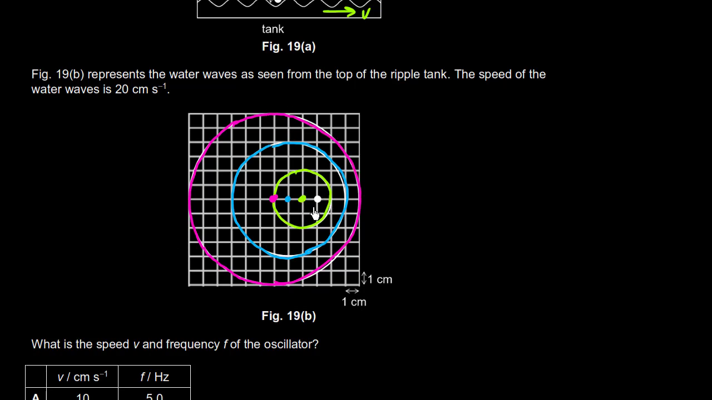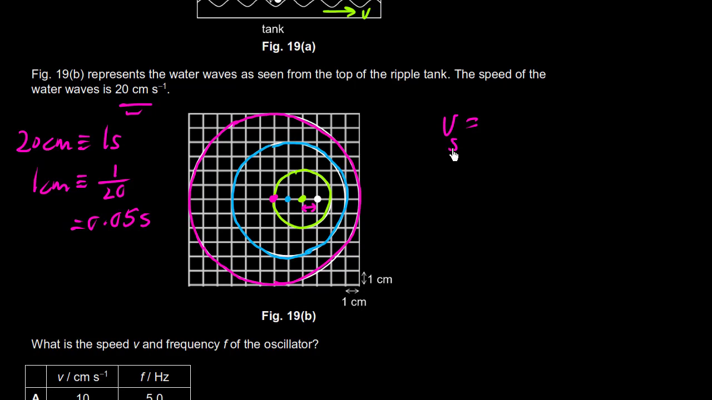So what is the meaning of earlier on? Look at the time travel here. 1 cm. The question says 20 cm in 1 second. So 1 cm, how many seconds? 0.05 second, right? So you know what is the speed of the source? Speed of the source is distance divided by time of the source.